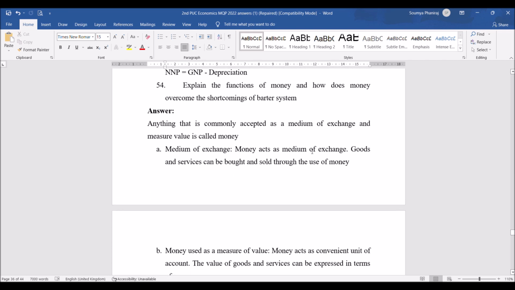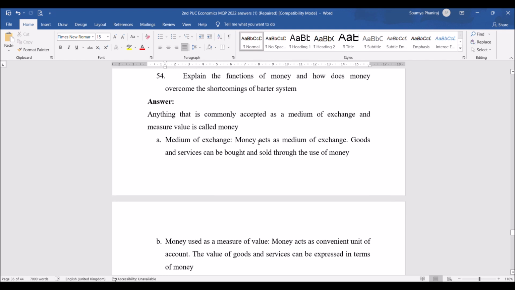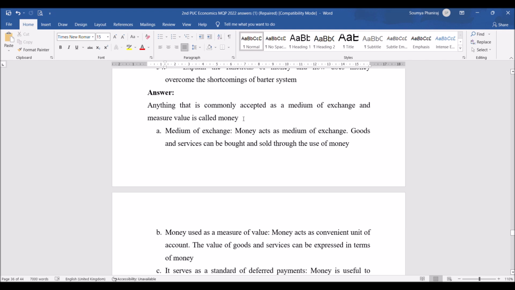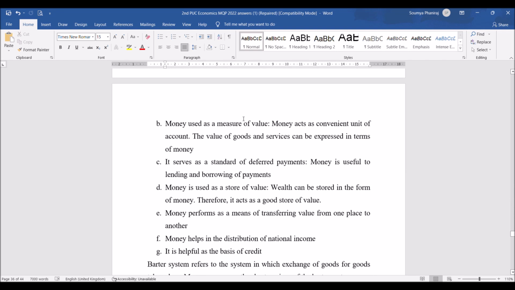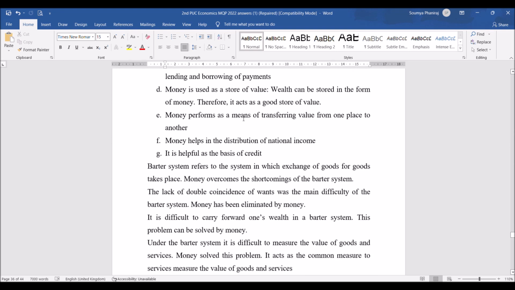54th question, explain the functions of money and how does money overcome the shortcomings of barter system. While answering, initially, I have given a short meaning of money here. Anything that is commonly accepted as a medium of exchange and measure of value is called money. And the shortcomings of the barter system are also explained in detail.